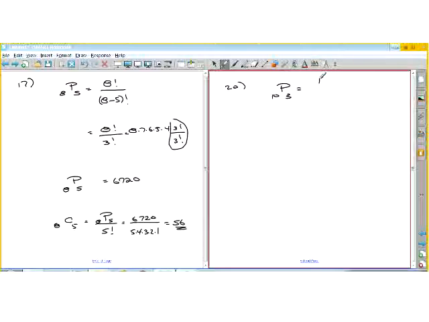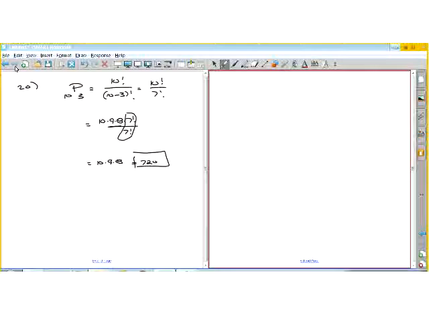Okay, so 10 things taken 3 at a time is 10 factorial over 10 minus 3 quantity factorial, which is 10 factorial divided by 7 factorial. And 10 factorial is 10 times 9 times 8 times 7 factorial, all divided by 7 factorial. That's 1. So just get 10 times 9 times 8, which is 720. So there's 720 different arrangements.